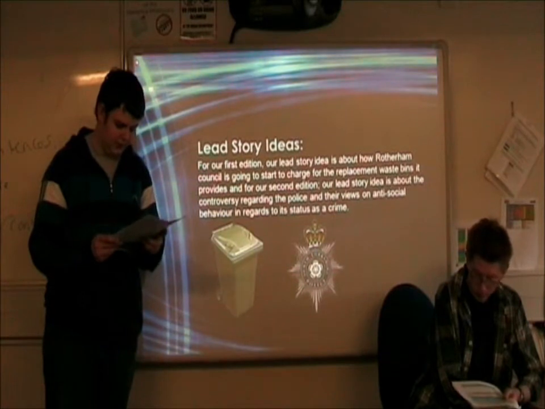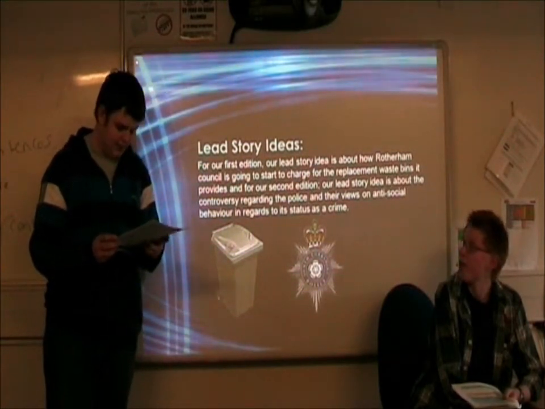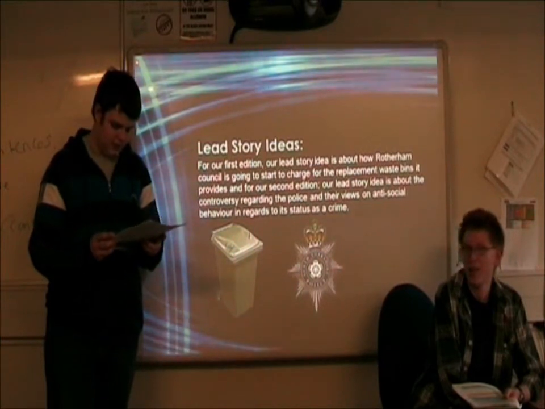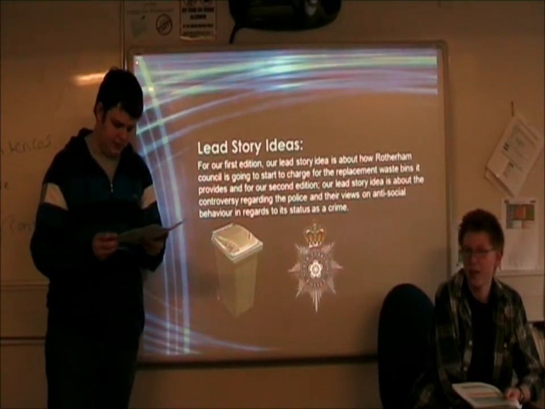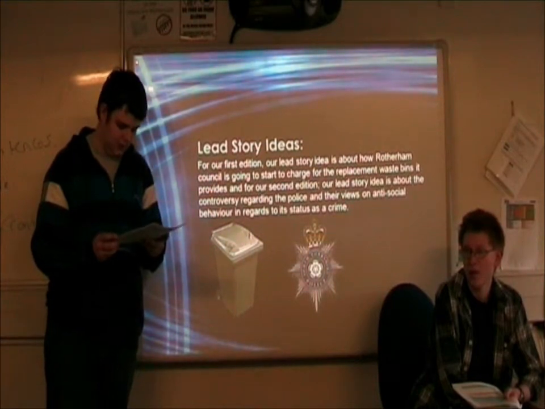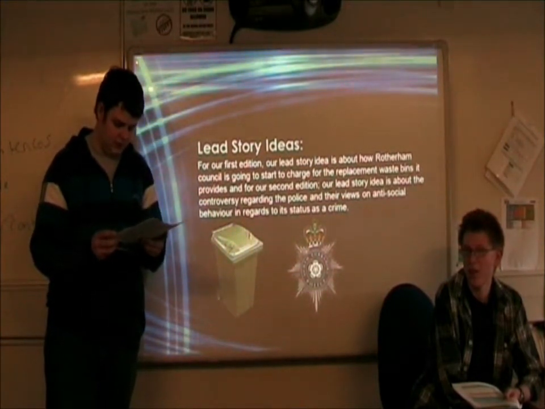The second story, although not being directly aimed at Rotherham and being of national significance, we believe is newsworthy, due to South Yorkshire being one of the seven highest affected areas in the country, and it being a story the majority of our demographic can relate to in some way, due to its relation to the moral panic of youth culture.